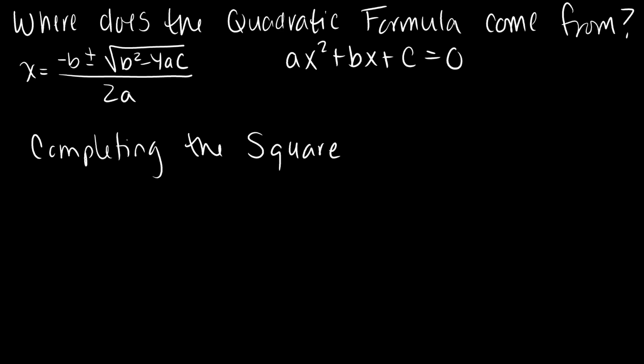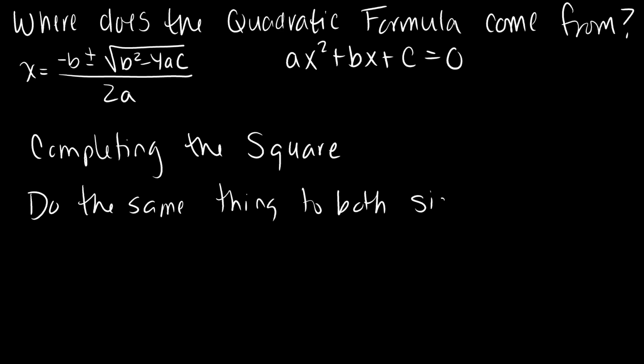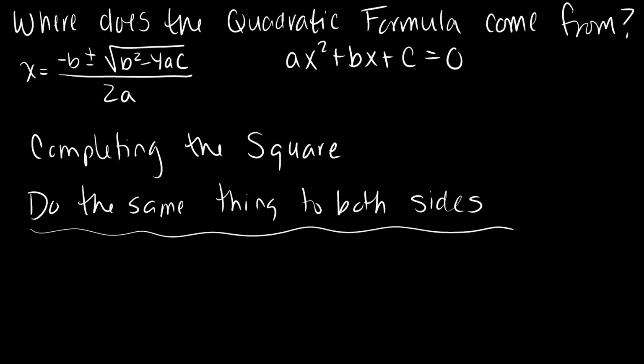Now, what you need to keep in mind, which is going to basically undergird the entire thing, is just do the same thing to both sides. That is maybe the golden rule of equation solving. As long as we do the same thing to both sides, no matter how random it looks, I should be on okay ground. So keep that in mind.